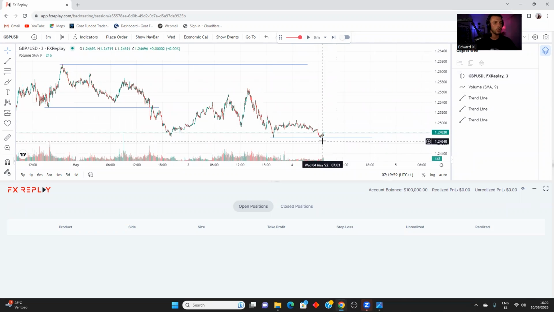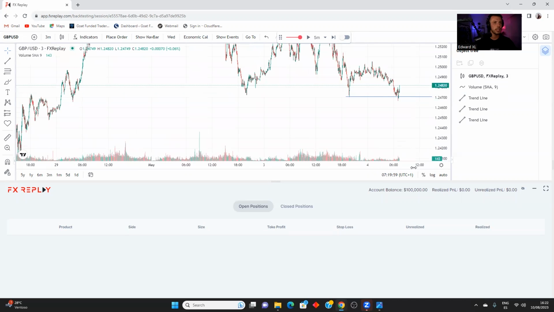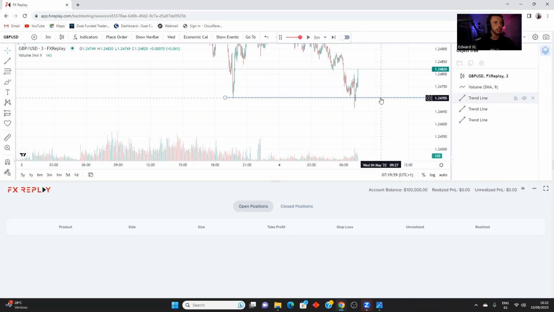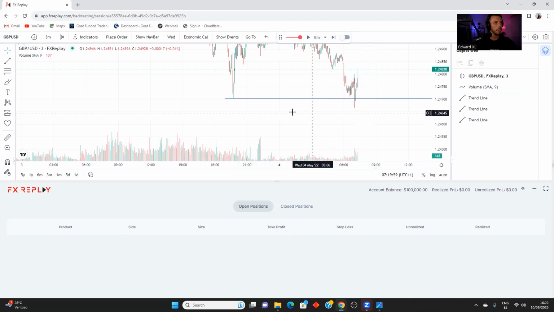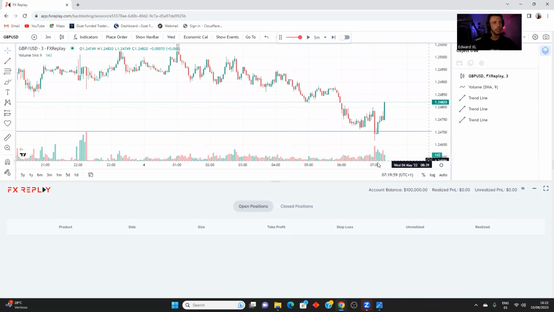And the London session at 7 a.m. starts with a nice manipulation. So first of all, we need to make sure that this is put correctly. We want to be very accurate to where we place it. Here is where we placed it, and here we can see a clear confirmation.